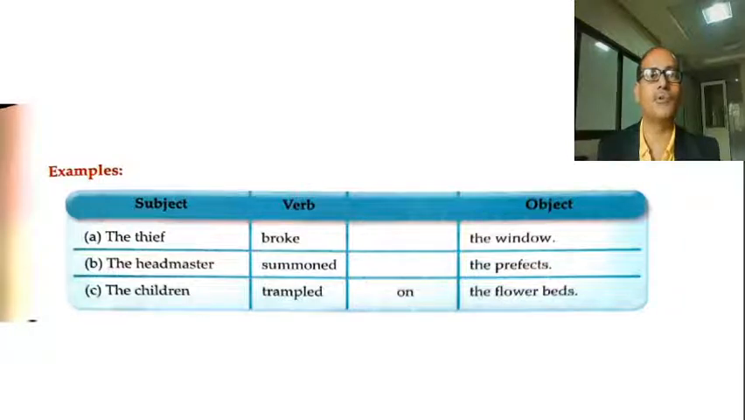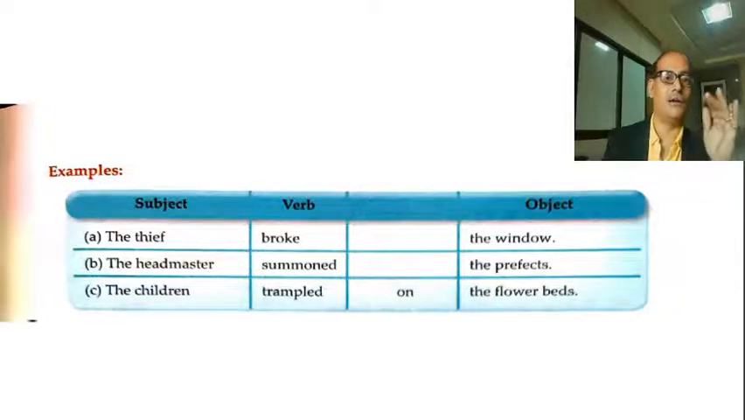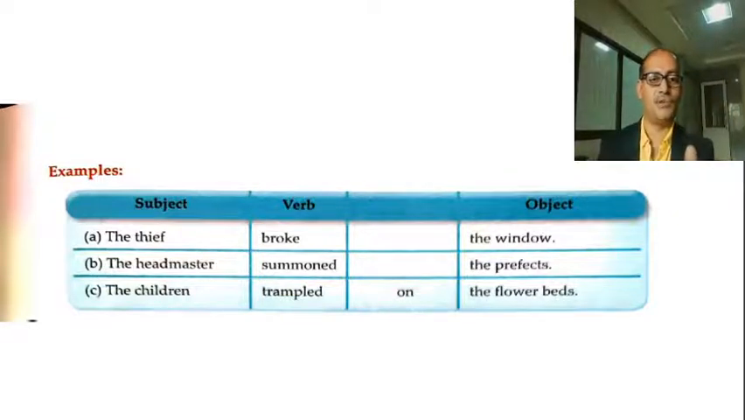The thief broke the window. Here, the thief is the subject, and broke is the action, but this action has been done on the window. Window is the object. This verb broke has an object, that is the window, and therefore broke is a transitive verb. The headmaster summoned the prefects.